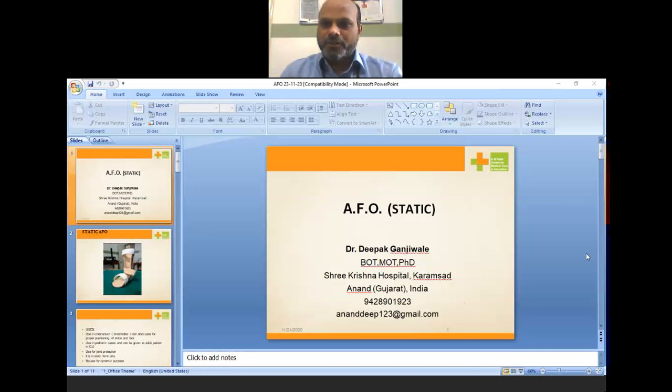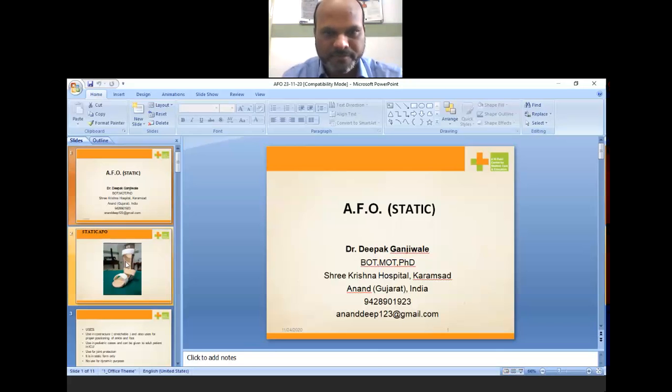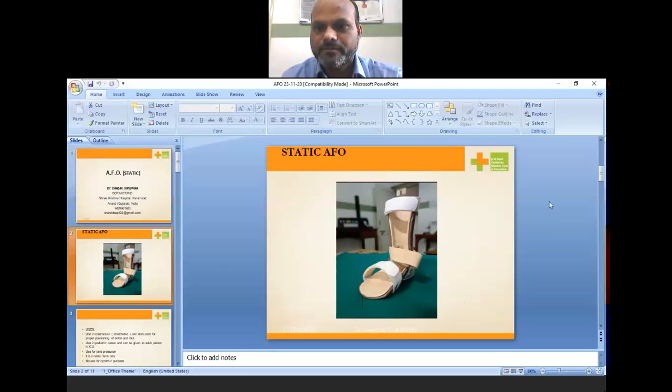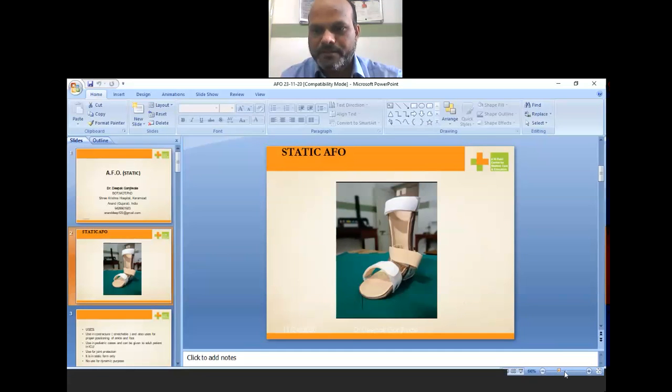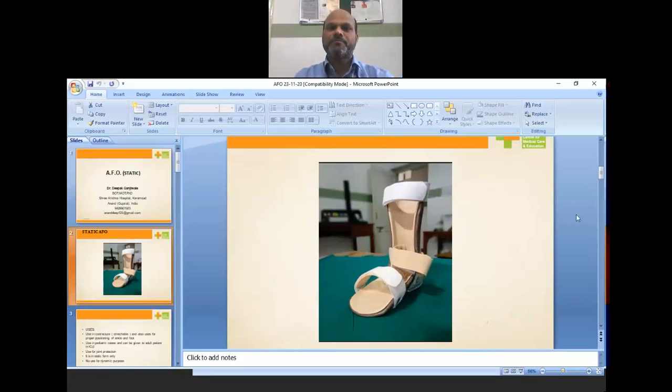Right. So, ankle foot orthosis. How does the splint look? First of all, वो आप लोग को हम show कर देते हैं. So this may look something like this. Okay, so this is the static AFO.